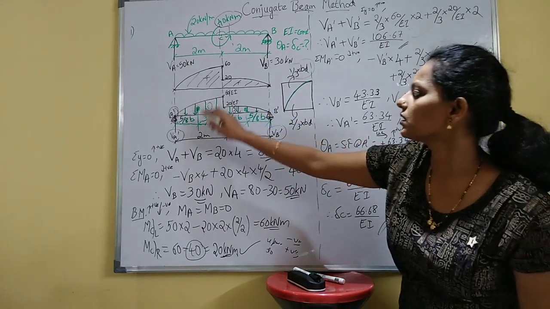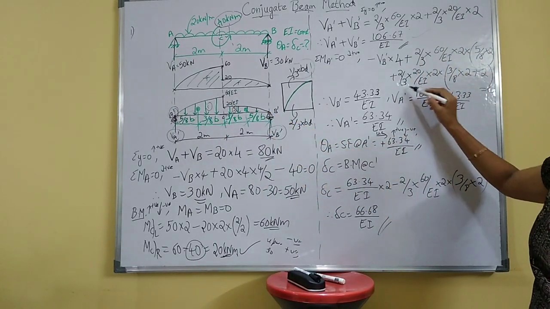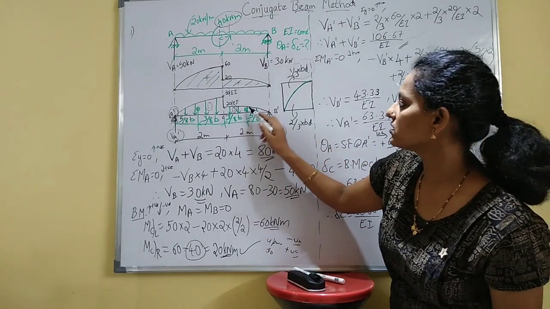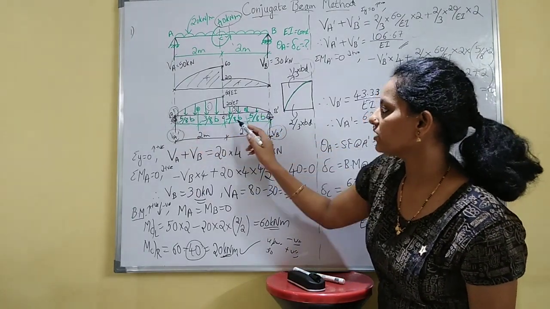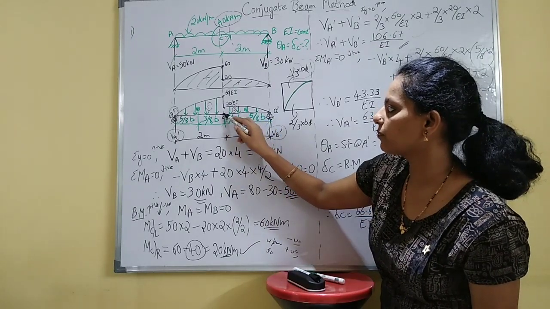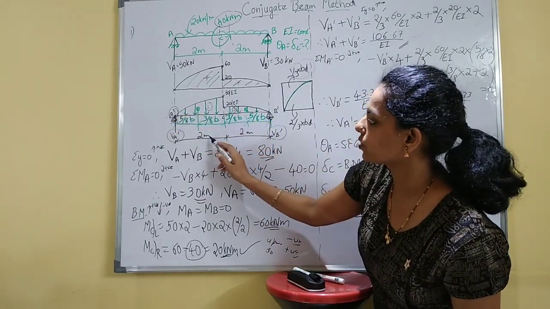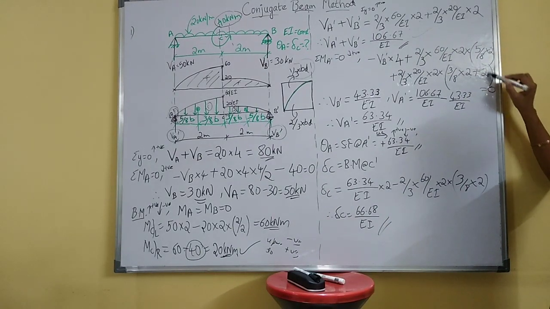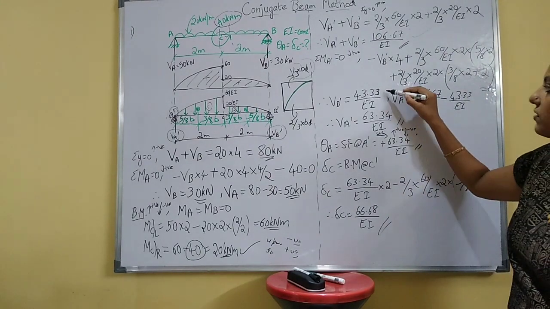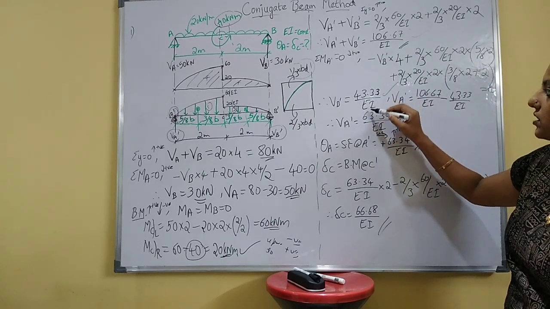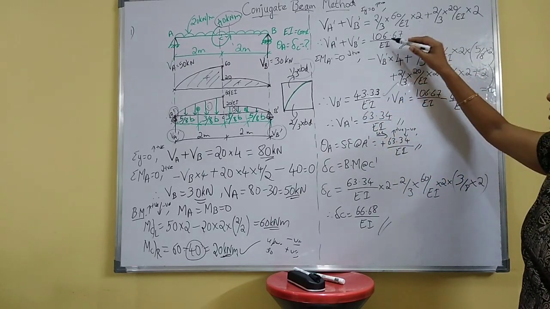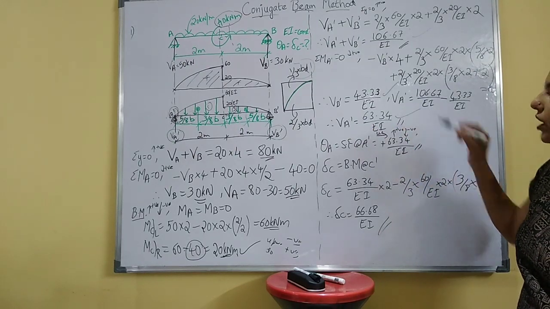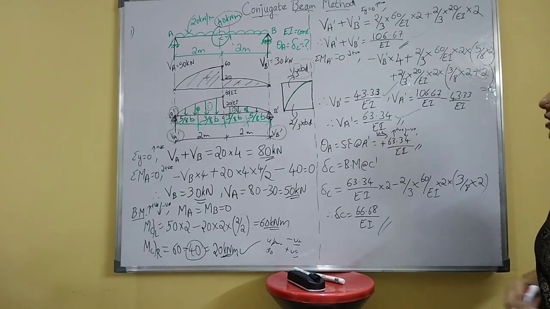Again, plus 2/3 of 20 by EI into 2, into this distance you want up to A dash. So it is 3/8 of B up to here, but you want up to A dash, so you have to add plus 2. So 3/8 of 2 plus 2. Okay, calculate, get the value of VB dash, that is 43.33 by EI. VA dash is 106.67 minus 43.33, you will get 63.34 by EI.